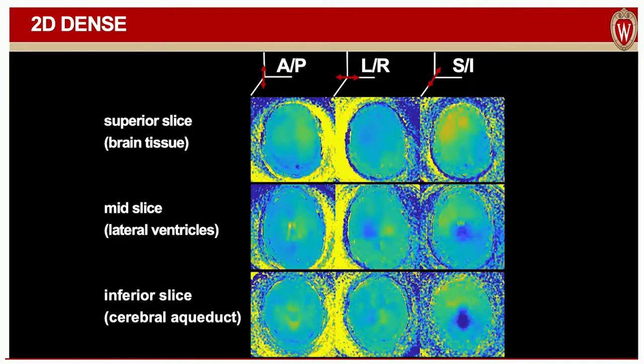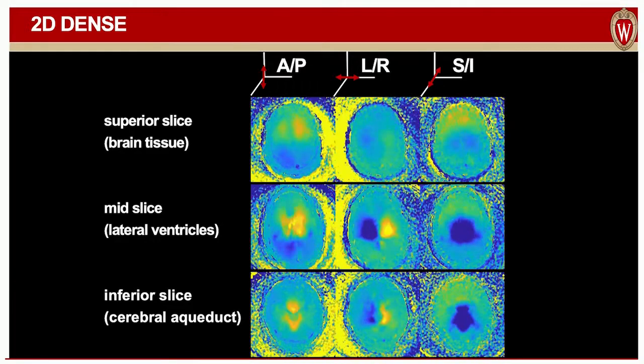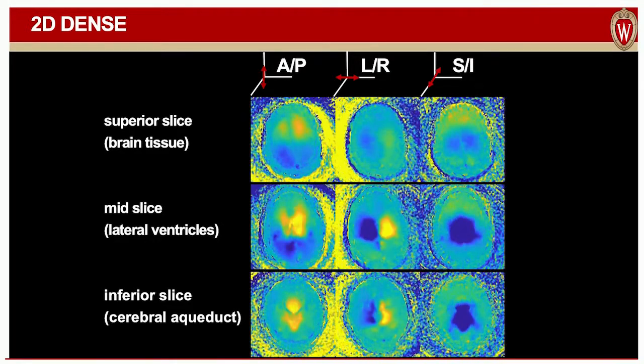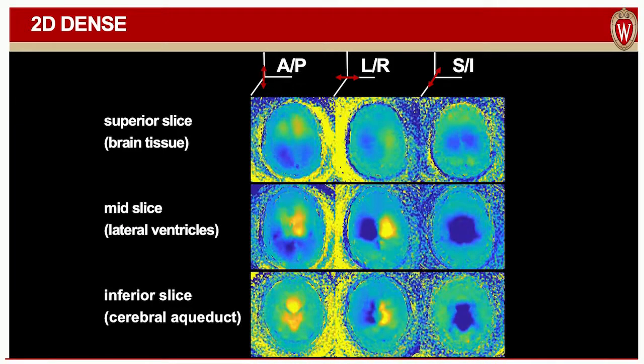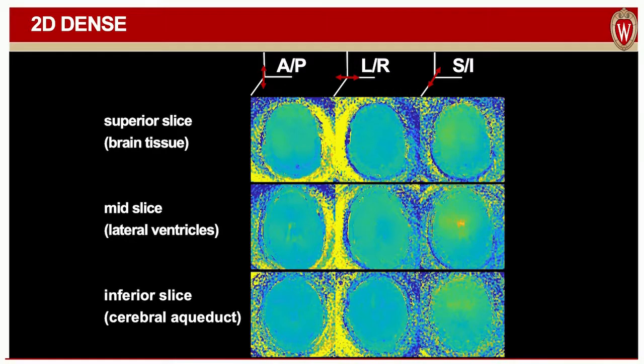These are some DENSE images. You see these are displacement images. You see a superior slice of brain tissue, another slice at the level of the lateral ventricles, and a more inferior slice at the level of the cerebral aqueduct. And as you can see, brain displacement can be quite complex.